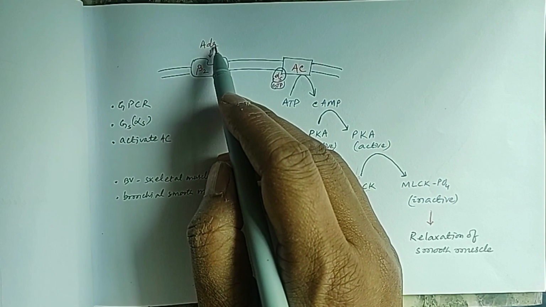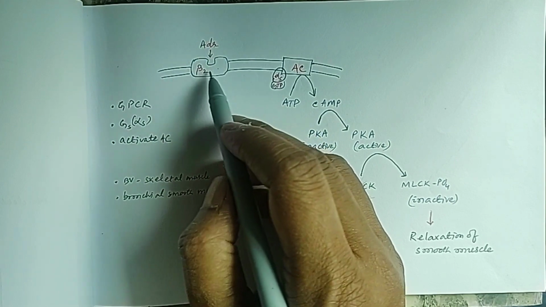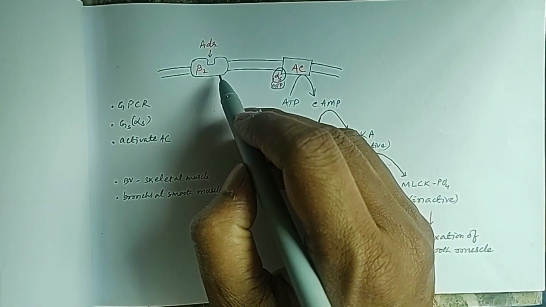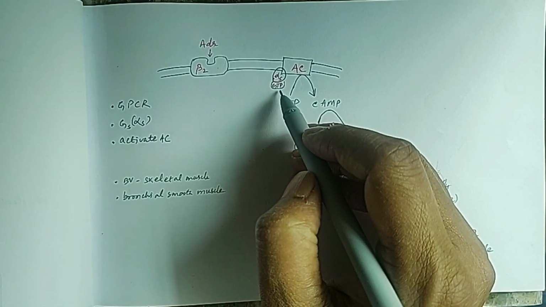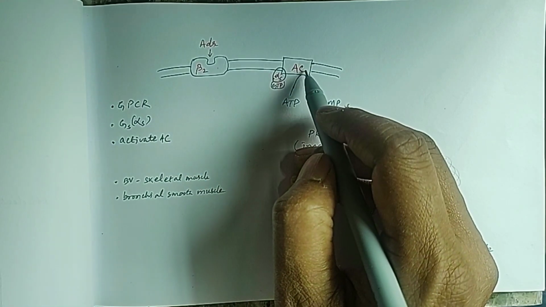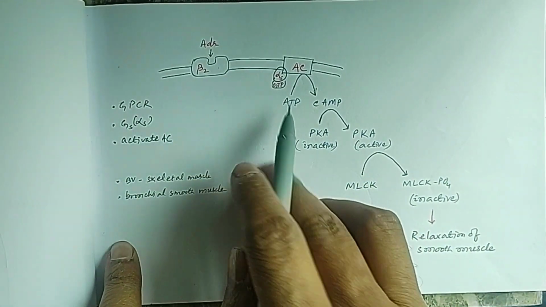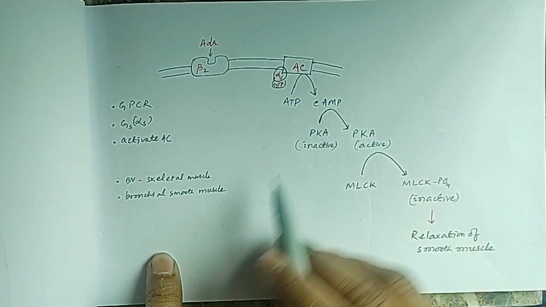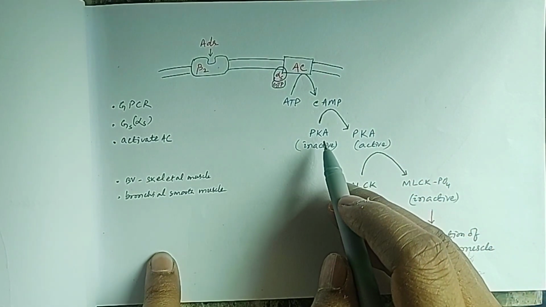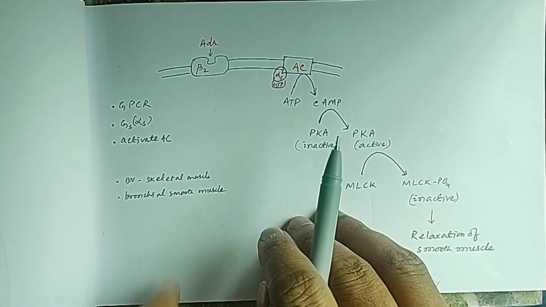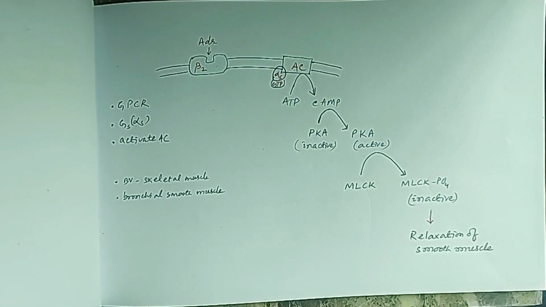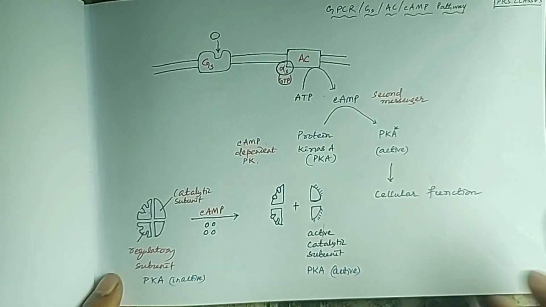So when adrenaline, the agonist, binds to the beta 2 receptor, there will be formation of alpha S GTP, which will bind to its specific effector adenylate cyclase. Adenylate cyclase will convert ATP to cyclic AMP, and the cyclic AMP then activates the enzyme protein kinase A. And how is this protein kinase A enzyme activated?